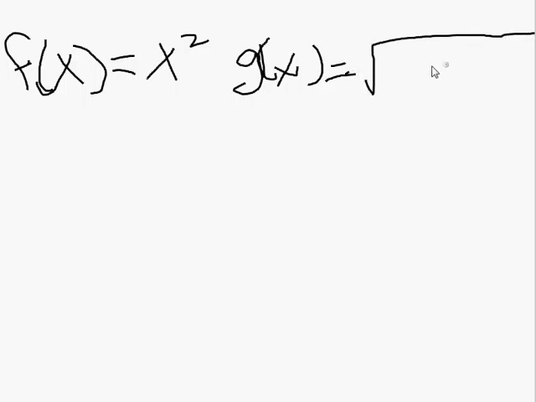F of x is going to equal x squared. And g of x, oops, it's supposed to be parentheses, g of x equals the square root of... You'll need a fairly large square root because inside of it we have 1 minus x squared. What is it? 1 minus x squared. Yes. All right.